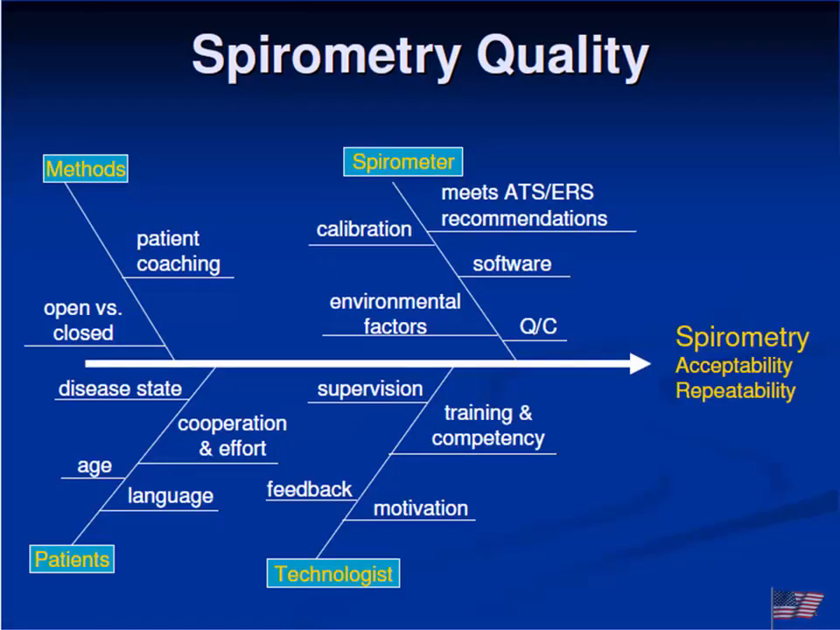Has anybody ever seen something like this? It's called a fishbone. And it basically is one way to solve problems, or in this case, to determine that our spirometer is working correctly. No, I don't expect you to memorize this. But recognize that certain patient characteristics are going to play into how good the results are. It's kind of hard to do a good PFT on a 2-year-old.